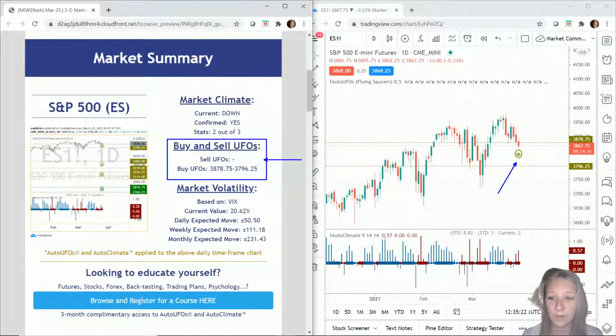Buy orders, we're literally within the stack of buy orders right now. So the numbers are 3878.75 to 3796.25. So between those two numbers, we have a big stack of buy orders. We're currently within them right now. It's already worked a little bit. Price came in and hit this UFO before and moved upwards, which is what we expected it to do. And then it's come back down again. So it'd be interesting to see what happens.